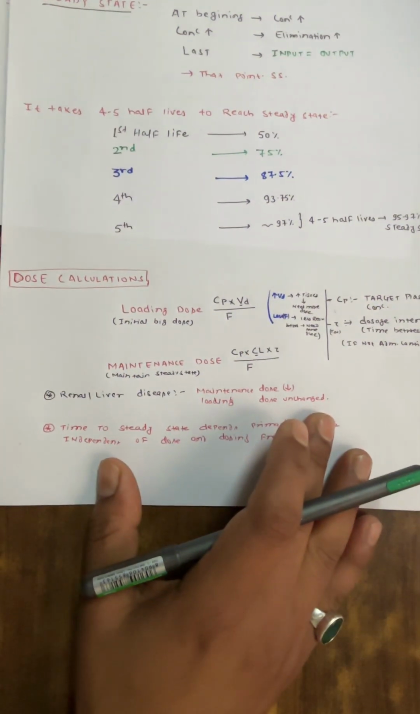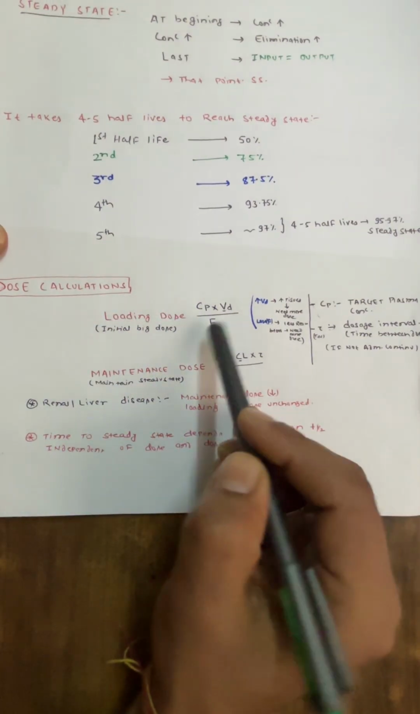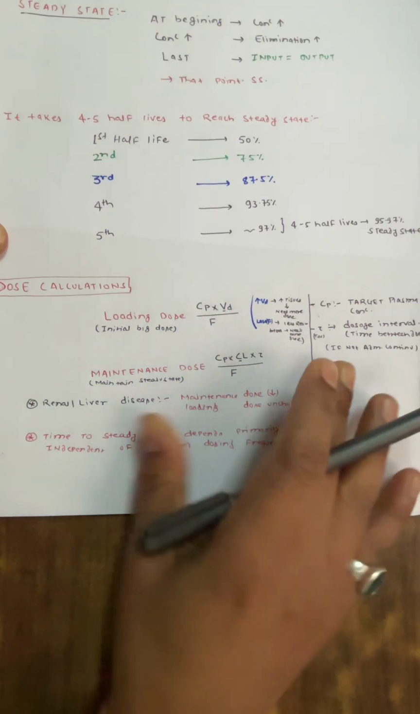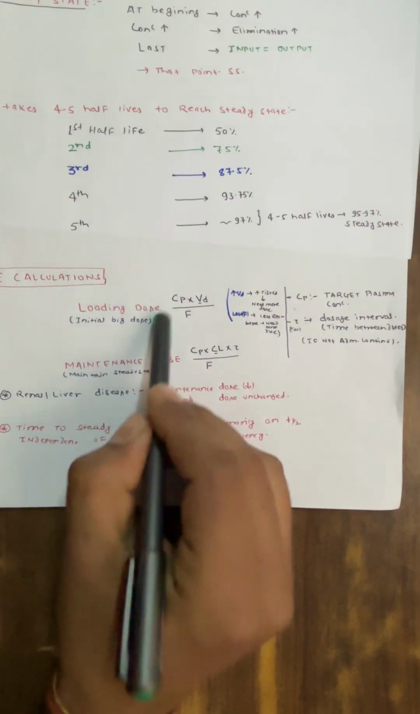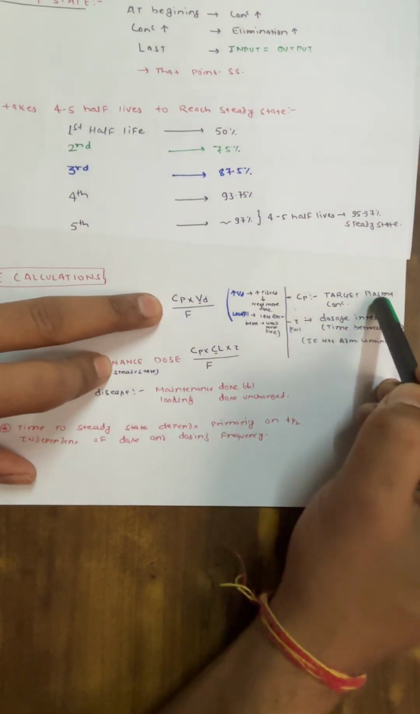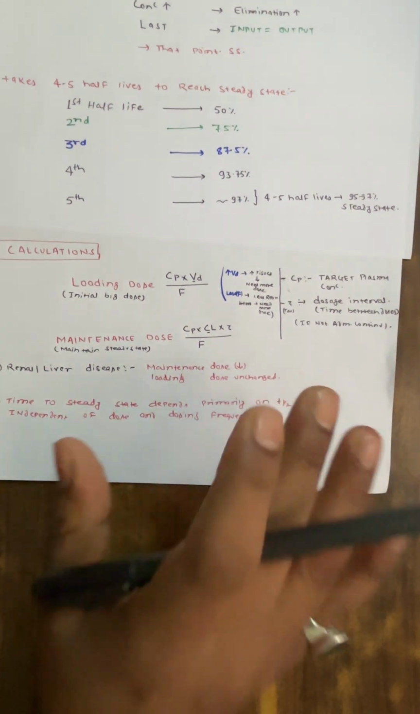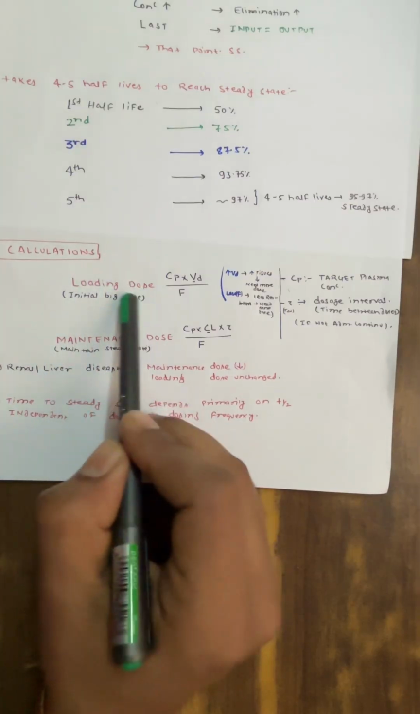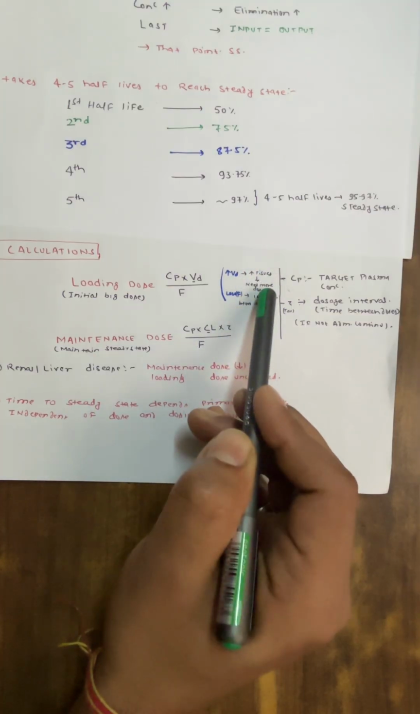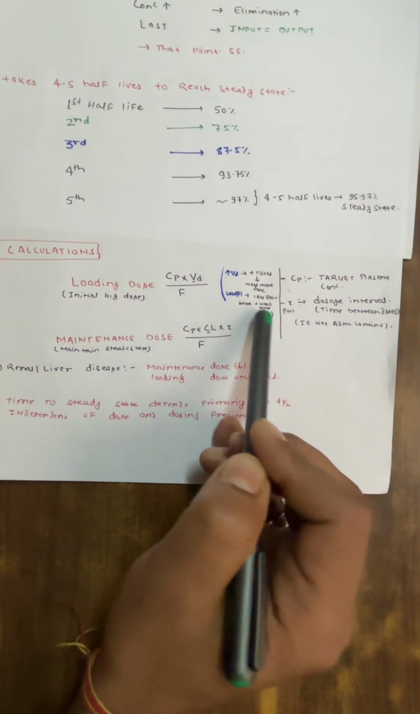Now we'll see about the dose calculation. We all know about loading dose. Loading dose is CP into VD by F. Now we'll talk in detail. So what is loading dose? Loading dose is simply an initial big dose. Here CP means target plasma concentration, VD is volume of distribution, and F is bioavailability. So just remember that the loading dose depends upon volume of distribution. If volume of distribution is high, the drug is more in tissues and needs more dose, and if the bioavailability F is less, then it needs more dose.